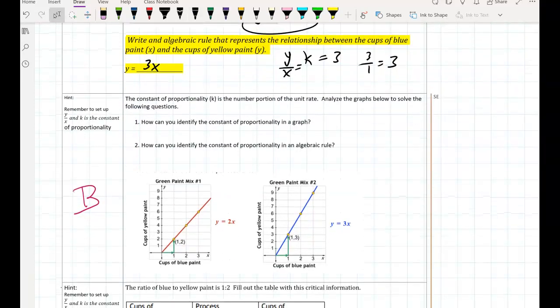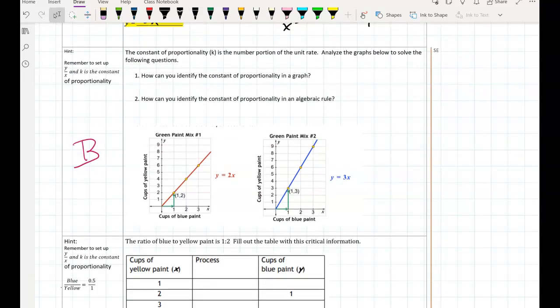All right, let's move to the second question. The constant of proportionality, or k, is the number portion of the unit rate. Analyze the graphs below to solve the following questions. Okay, well, how can we identify the constant of proportionality in a graph? Well, let's look at a graph. Now, we know that these graphs are proportional relationships because, first of all, the line is a straight line in each case, and in each case, that line passes through the origin at 0, 0, here and here.